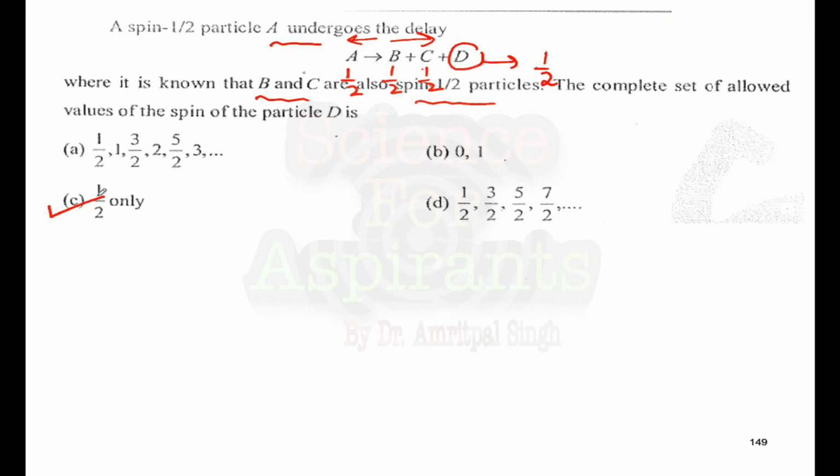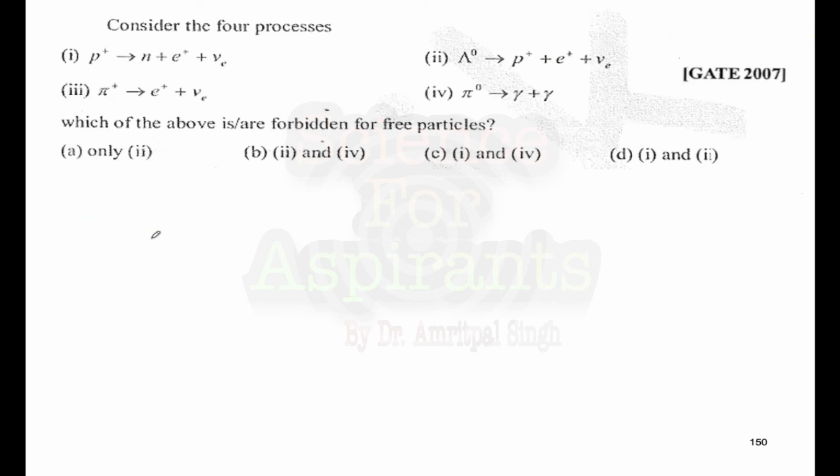Since the spin on the left side and the combined spin of the products on the right side must be the same to conserve the total angular momentum, that's why the only value for D is the half integral spin, in order to follow the conservation law.